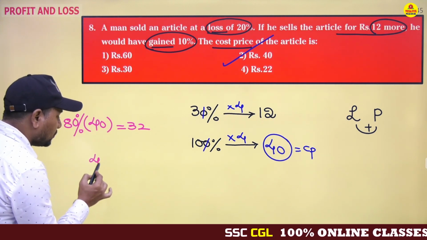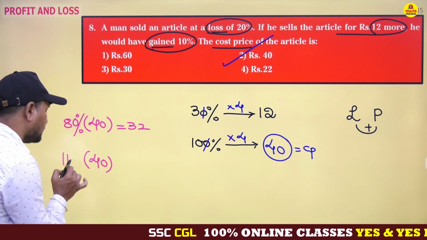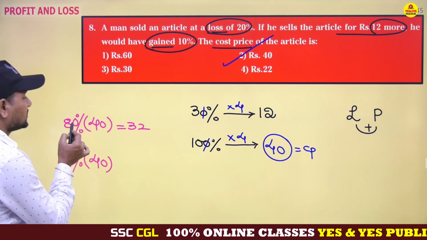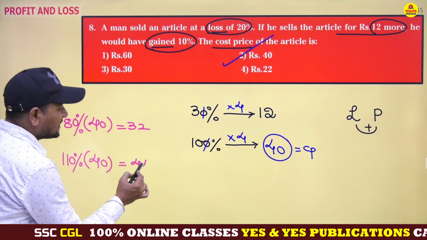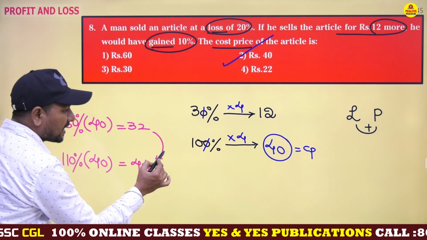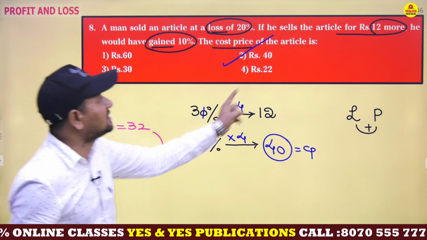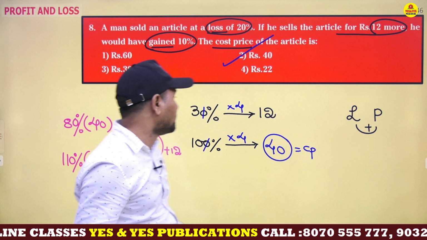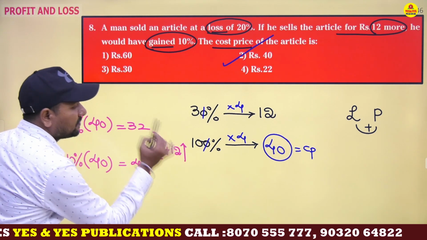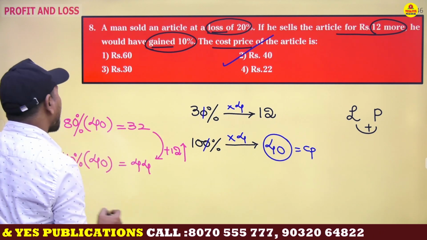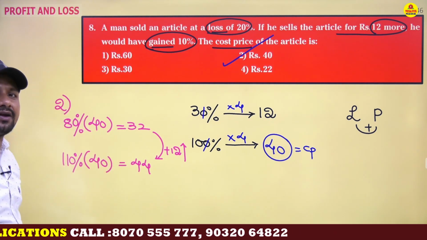And on the same 40 rupees you need to take 10% profit. 10% profit means it becomes 110%. This is the first selling price, this is the second selling price. 11 4s are 44. First selling price becomes the second selling price after an increment of how many rupees? 12 rupees. Comparing to the first selling price, the second selling price is how many rupees more? 12 rupees more. Okay, when checking with the options, I checked with the second option and got the answer.